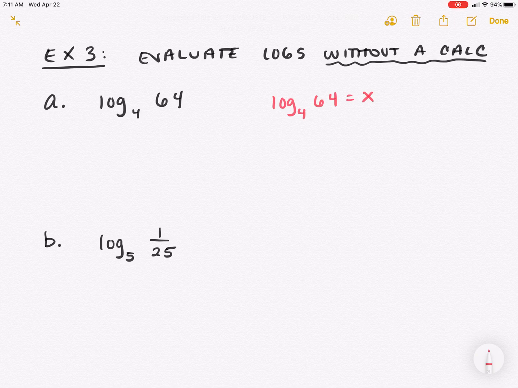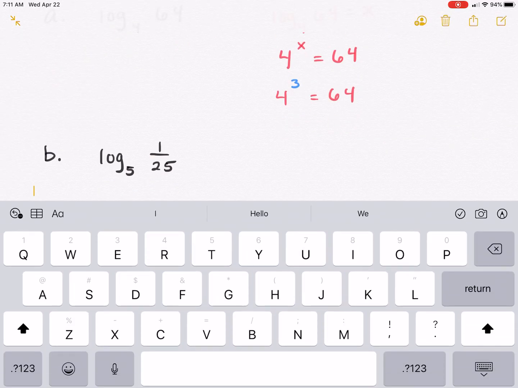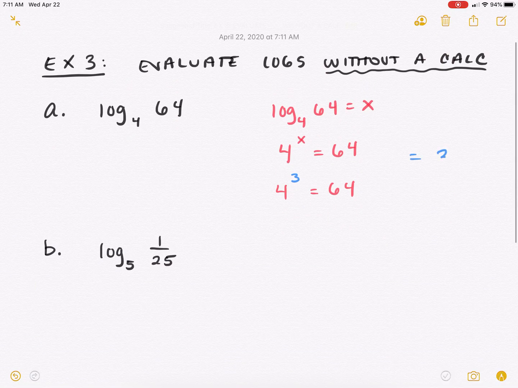And then I convert the forms, and I convert this into an exponent. So what this logarithm means is base 4 to the x power equals 64. A lot of times you're going to look at it and go, oh, I know what the answer is. I know that if I take 4 to the 3rd power, that will equal 64. A lot of times we can just look at it and figure out what the answer is. So the answer to this is that this logarithm is equal to 3. So log base 4 of 64 is equal to 3.